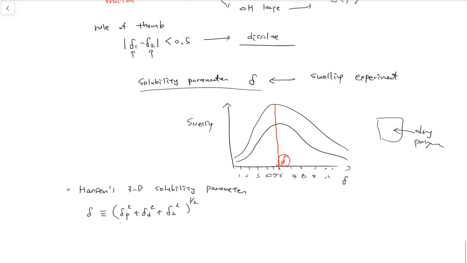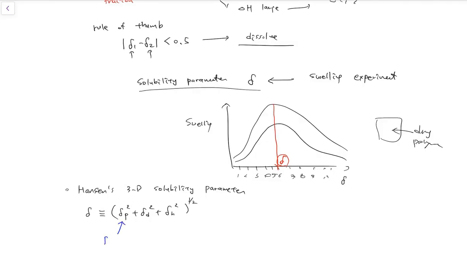Here, each solubility parameter represents the polar contribution, the dispersion contribution, and hydrogen bonding. So basically, Hansen's 3D solubility parameter considers the secondary molecular interactions: polar interaction, dispersive interaction, and hydrogen bonding. And the value of each of these components and the resulting solubility parameter is given for various types of solvent and polymer.